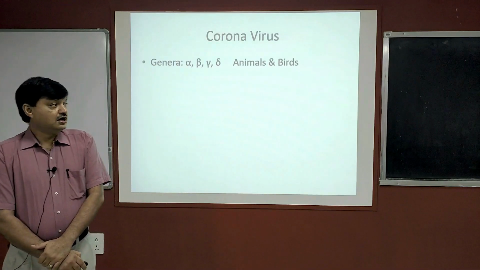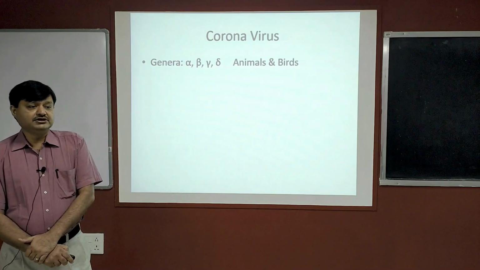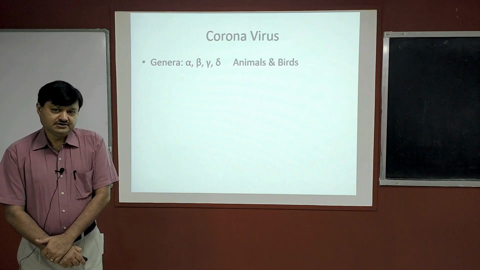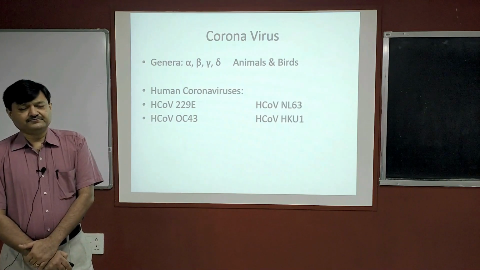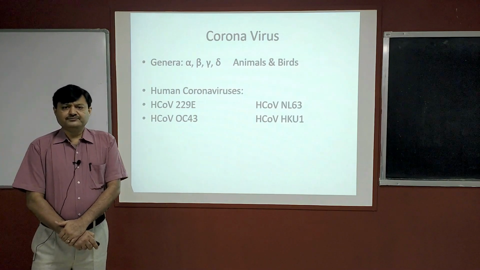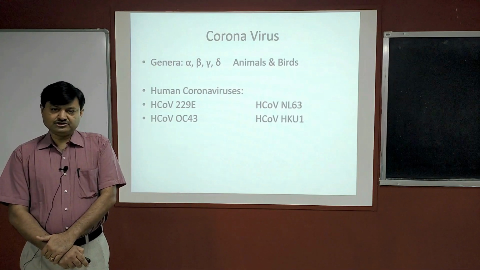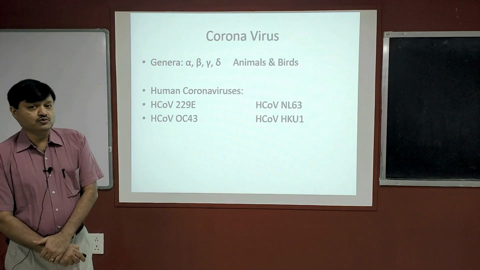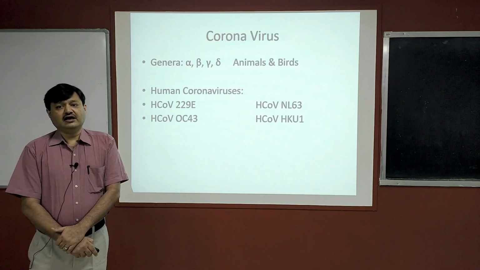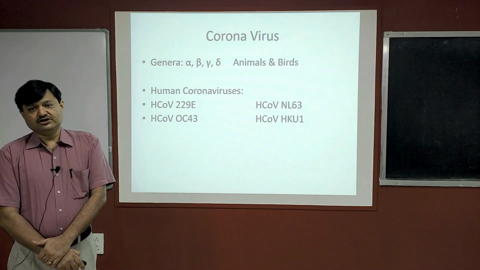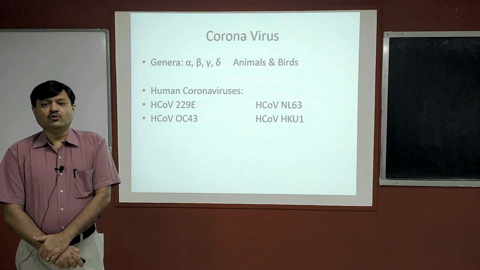Now, there are 4 genera of this coronavirus: alpha, beta, gamma and delta. These viruses are prevalent in animals and birds. Only a few of them are pathogenic to human beings, and the important pathogenic coronaviruses are HCoV-229E, HCoV-NL63, HCoV-OC43 and HCoV-HKU1.